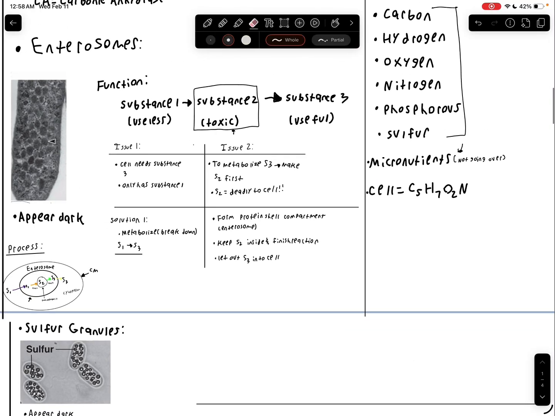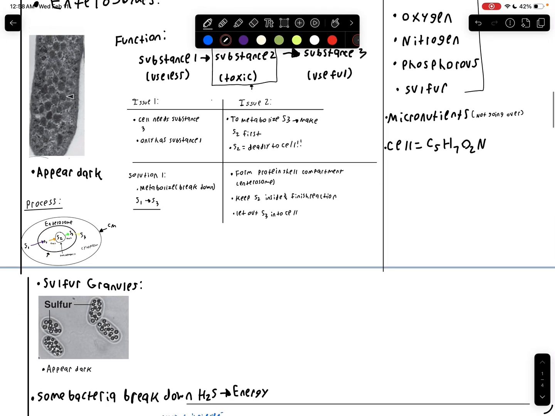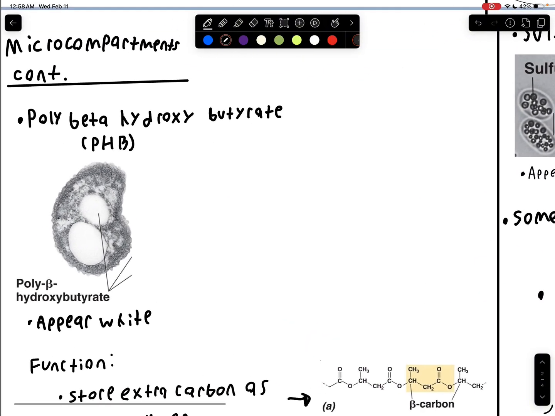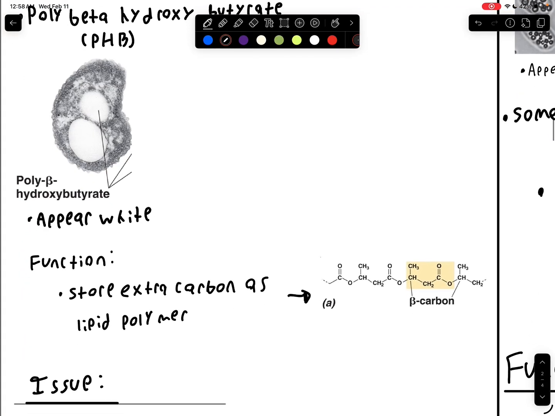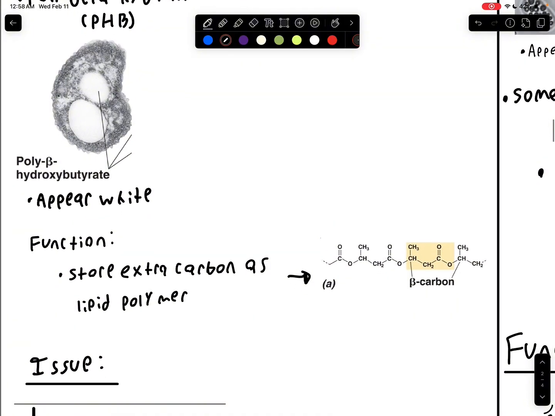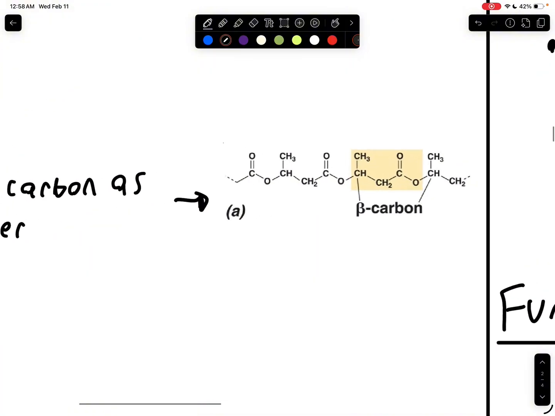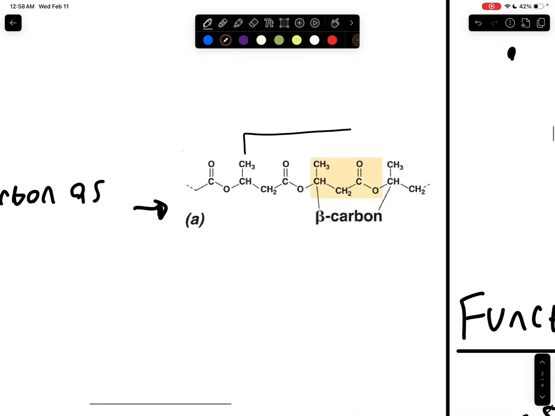So now that we understand a little bit about what makes up a cell, we can continue with the microcompartments. So there's something called a polybeta hydroxybutyrate, which is PHB. These appear white, and their function is to store extra carbon as a lipid polymer. You can think about this as a fat, right? So storing fat in your body instead of letting it out. So this is what a lipid polymer looks like. It's just a collection of lipids, right? A long chain of lipids.